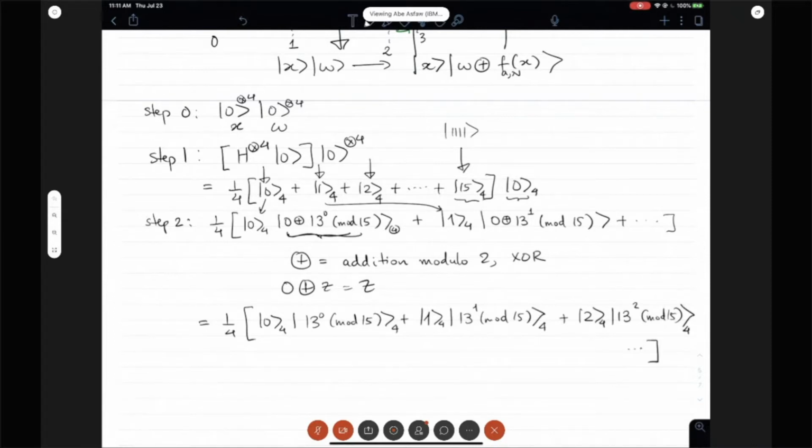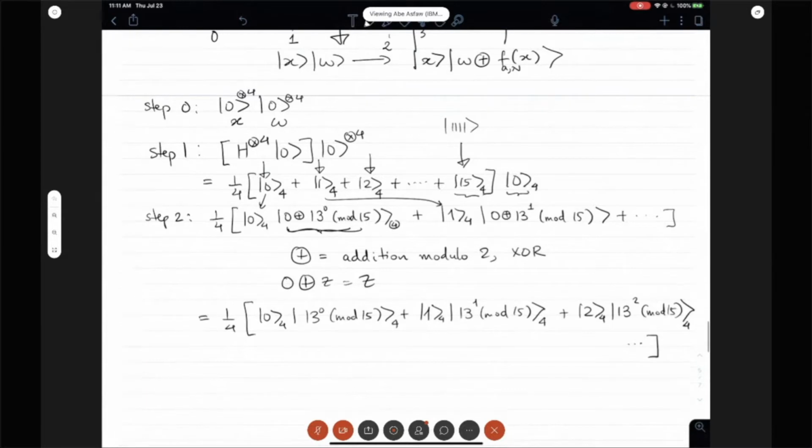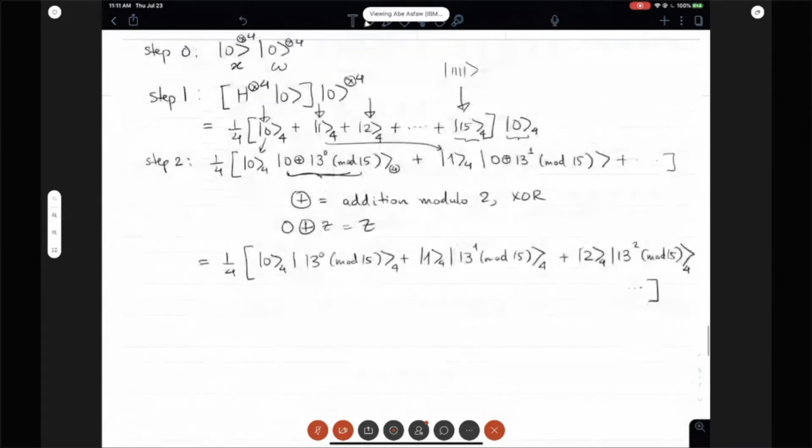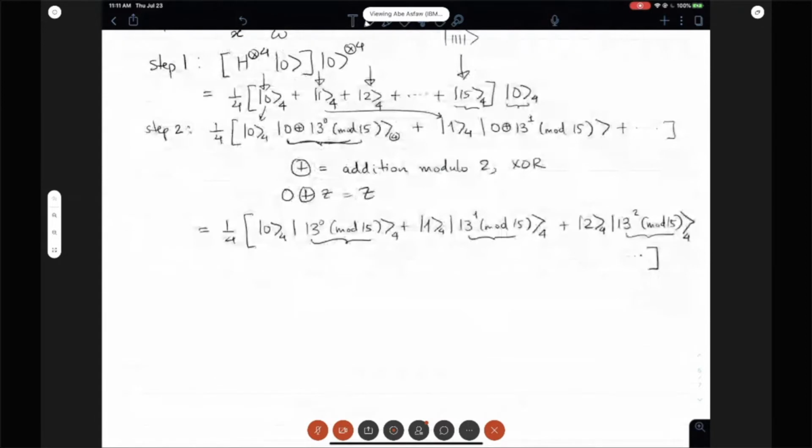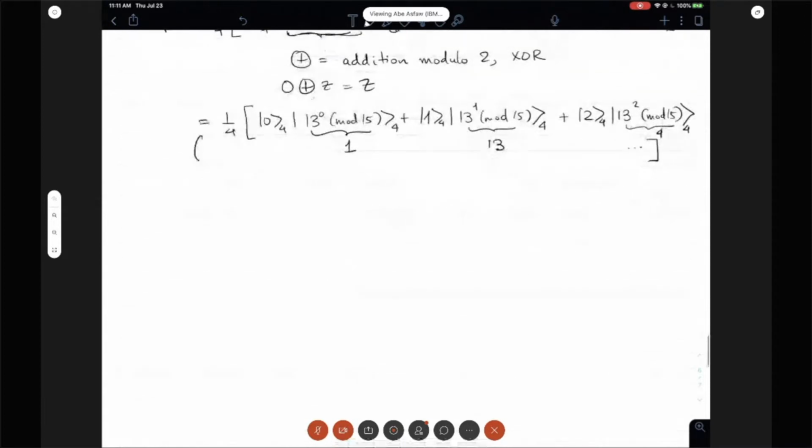What are these numbers? You've already looked at these numbers, right? These numbers we've computed before, and we found 13 to the power of 0 mod 15 cycles between 1 here, 13 here, 4 here, and there's one more where it cycles to 7. So if I write all of the terms out, there are 16 of these terms. It comes down to the following.